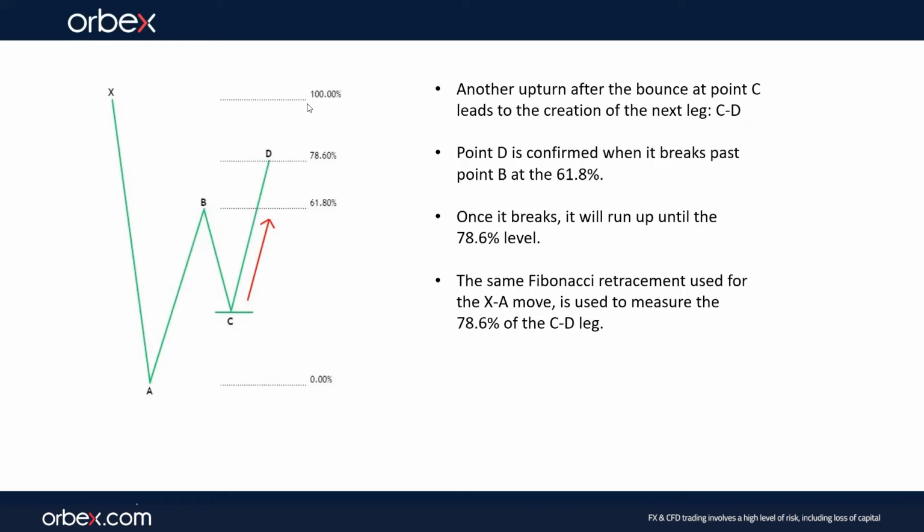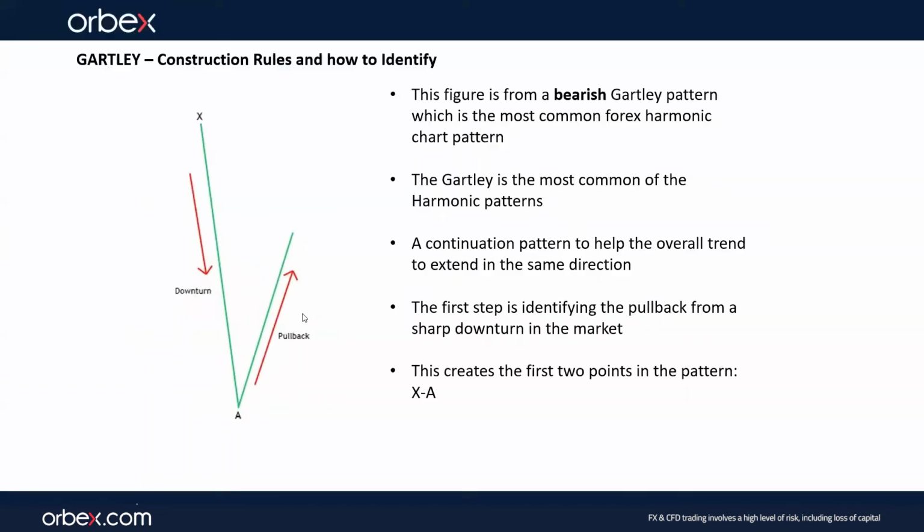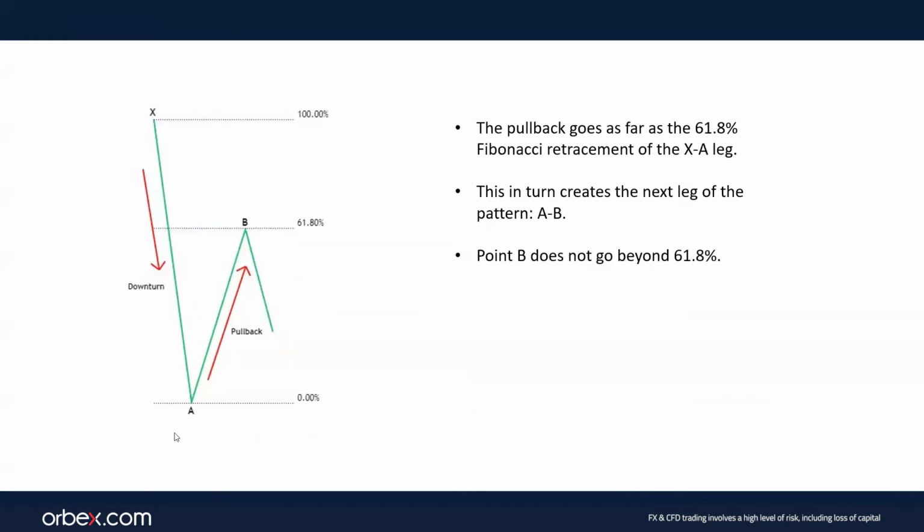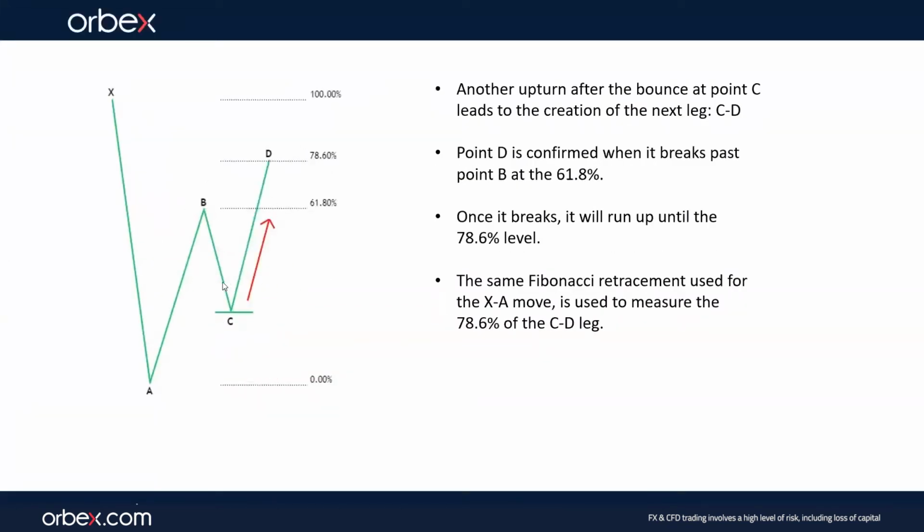What's important here is that the same Fibonacci level from 100% to 0% is used as for the X to A leg. When we did the sharp downturn from X to A in the beginning, it's the same Fibonacci level that we'll use here. The only difference is we're going to add the 78.6% level, because once it breaks past this 61.8%, it will usually run up to the 78.6% level. So that's what we need to see approximately. And as I said, the same Fibonacci retracement used for the X to A leg is used to measure the 78.6% of the C to D leg.